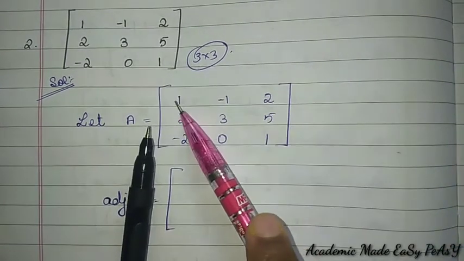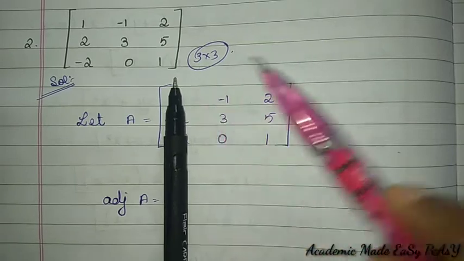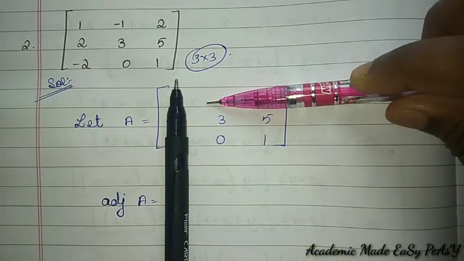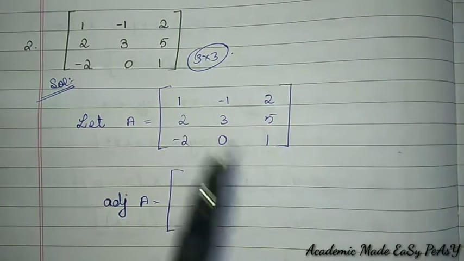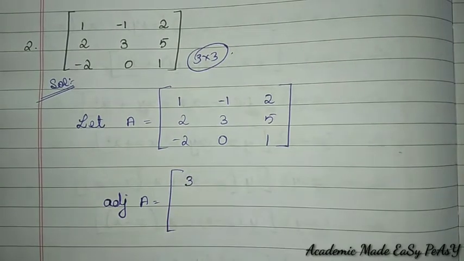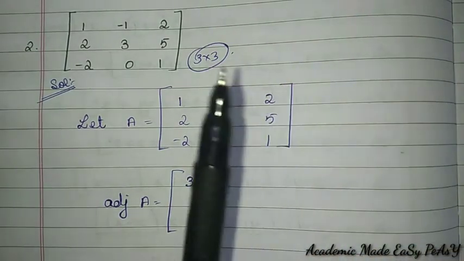First I will be taking A11 only. I will be hiding these two parts. So what is remaining? 3, 5, 0, 1. So 3 ones are 3 minus 0 is 3 only. So here I will write 3. Need not worry about the signs for now.